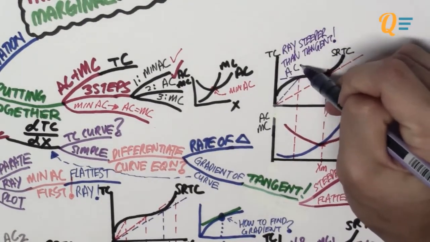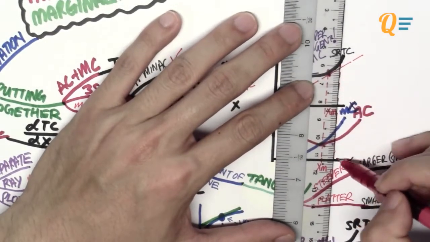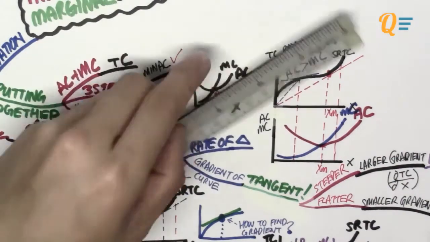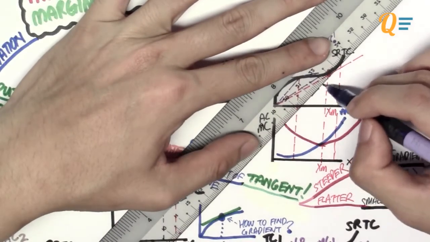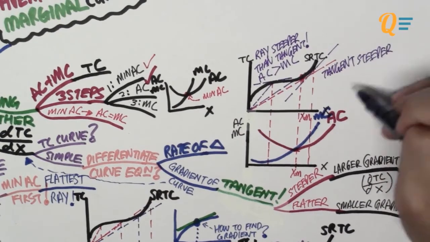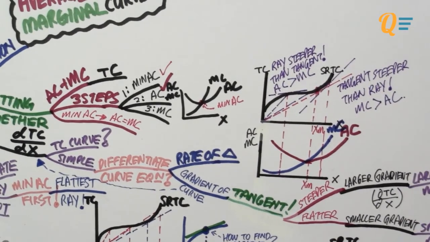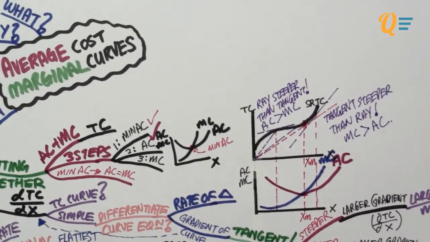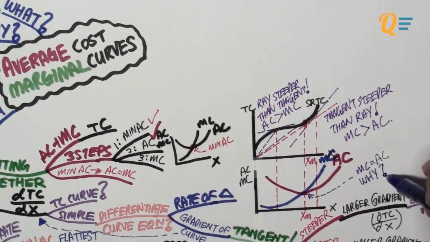Because the ray is steeper than the tangent, your average cost will always be higher than your marginal cost. It is only after you reach the right hand side of the minimum average cost that you're going to see this ray is flatter than this tangent over here. So the tangent is actually steeper than the ray. That is why on the right hand side of minimum AC, your MC will be higher than your average cost. That is a simple reasoning as to why the average cost and marginal cost, when combined together, look like this. And the point where they intersect is where your marginal cost equals your average cost.